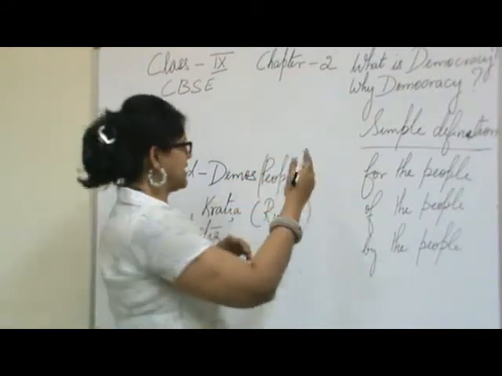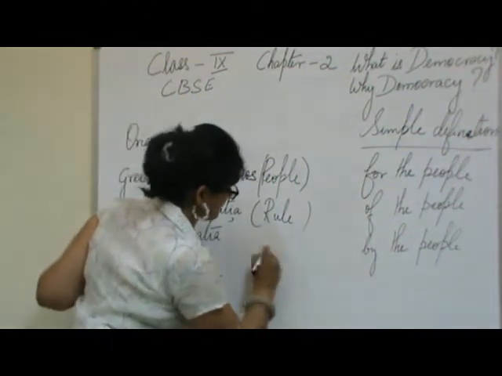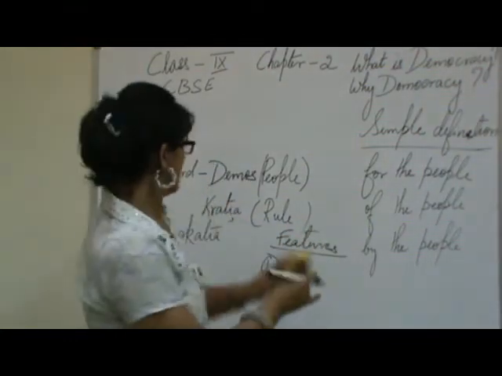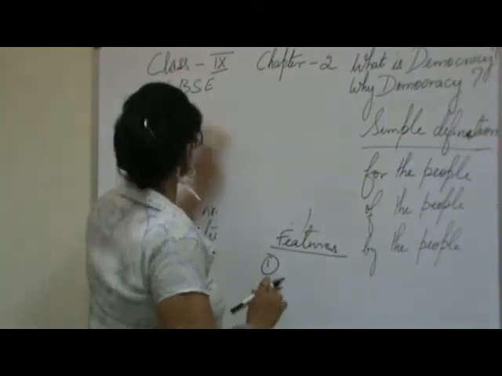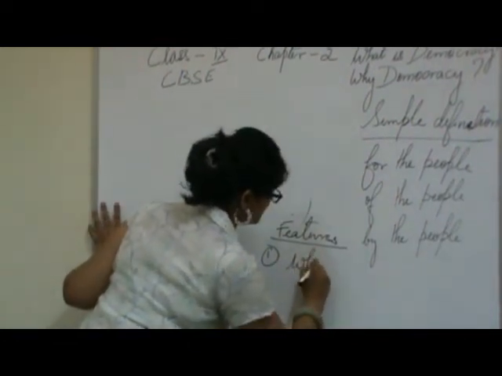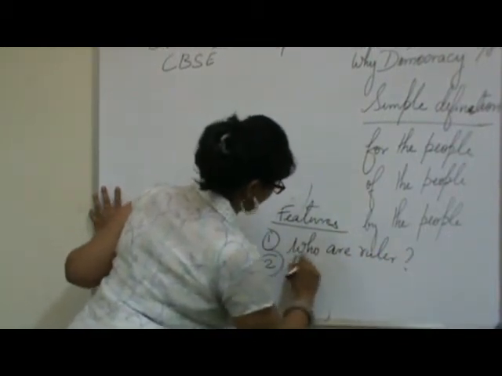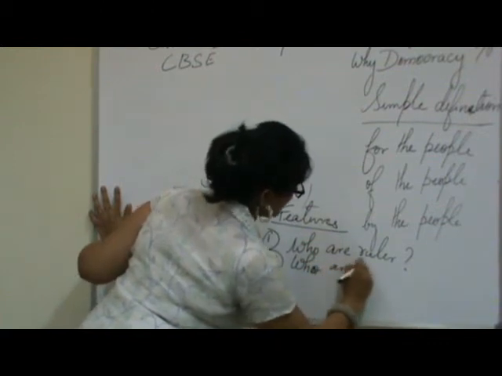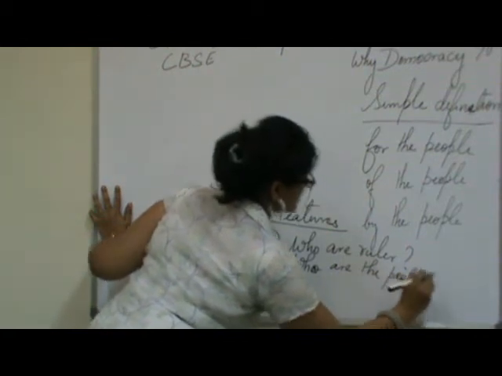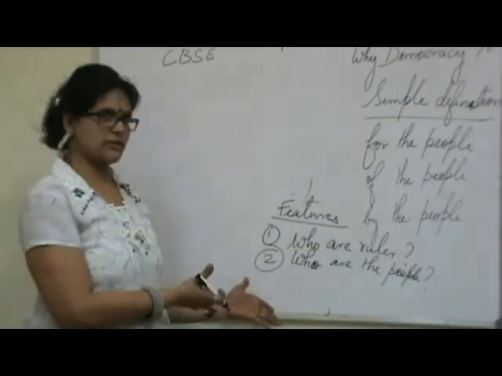Now, coming to this, tell me one thing. How many can actually say who are the rulers? Okay, in a democracy, there are a few questions which come to the mind. Let me ask you some features. The question that comes to your mind is, who are the rulers in a democracy? Who are the people? Ruler, whom we vote, people who vote, right?